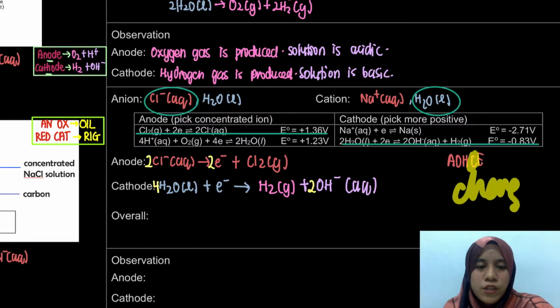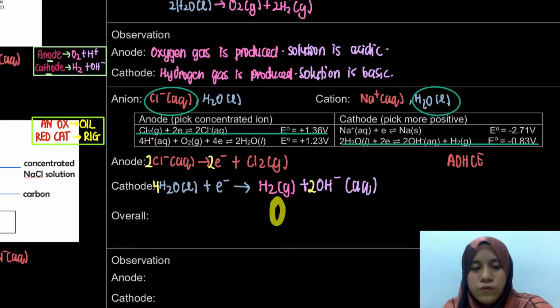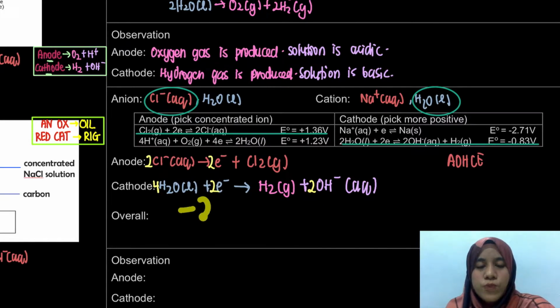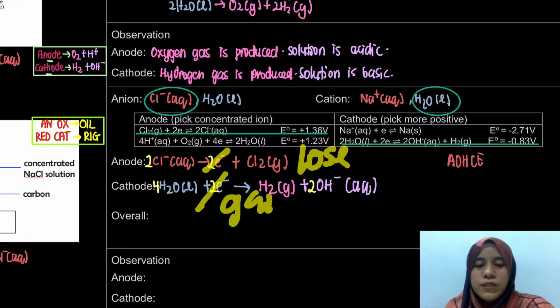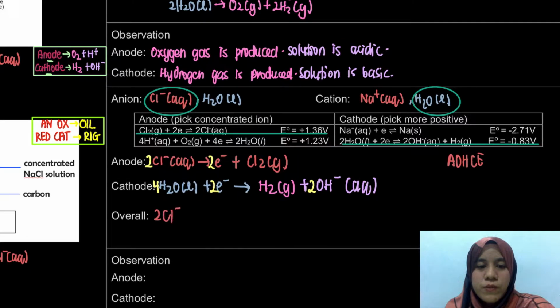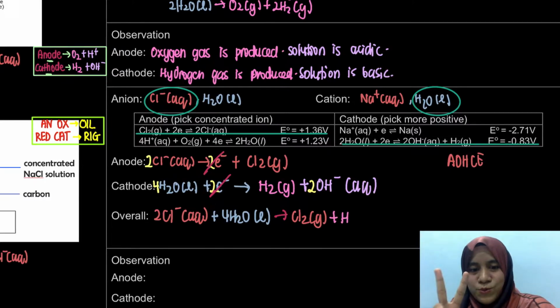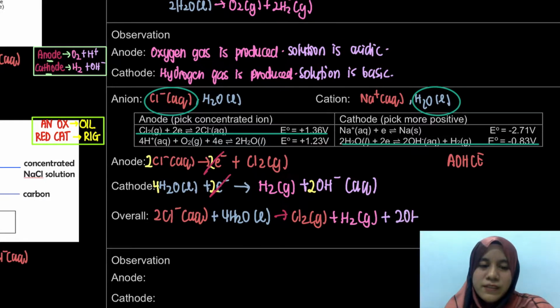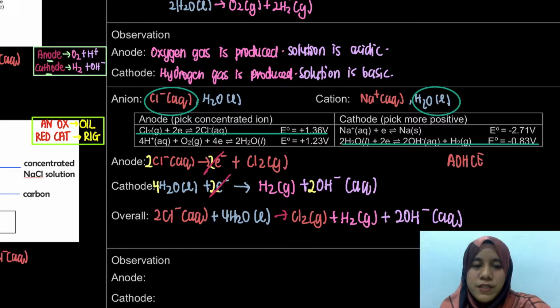So check the charge here. Here is 0, -2. Here 0, -1. To make both sides equal, plus 2 electron. So for the overall equation, we have to simplify the electron, where one is losing and one is gaining electron. So when we write down the equation itself, make sure the electron is not included. Then make sure it is 2H2O. So that is the equation.